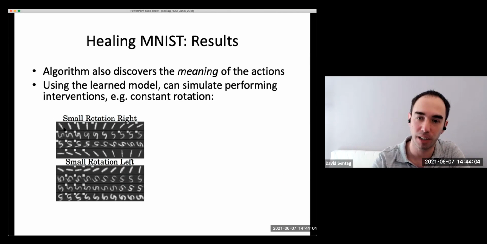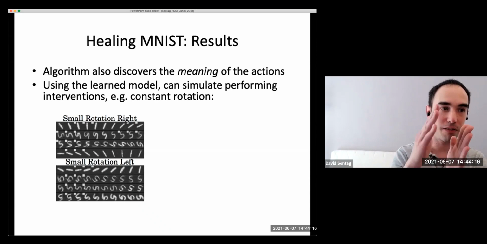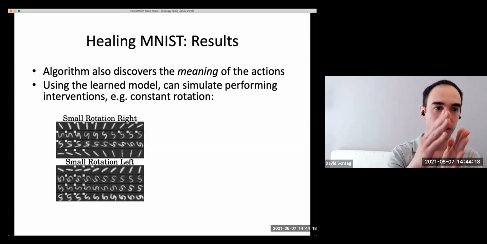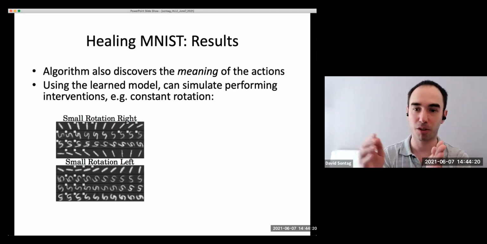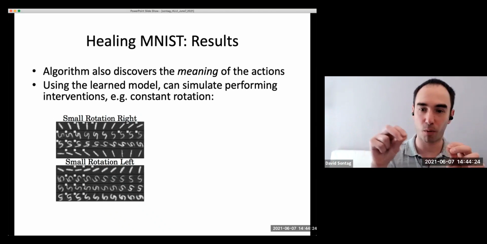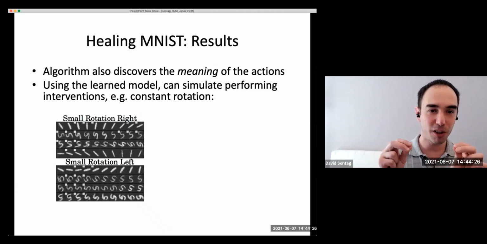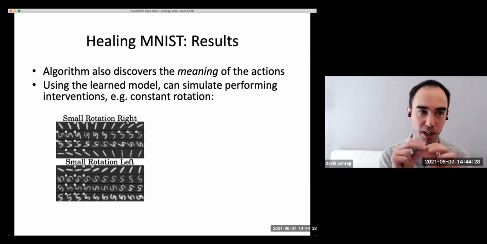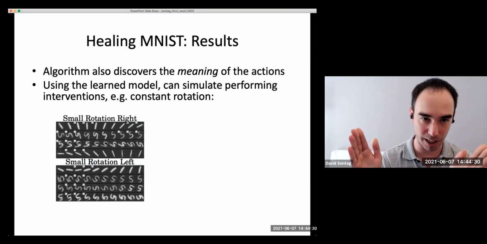So here what we're doing on the top, we take a single digit input, and we take the clean image and simply apply a fixed U vector across periods of time. For example, we try to force a small rotation to the right, we force small rotations to the left, even though that particular sequence of small rotations to the right or left has never been observed in the data set.